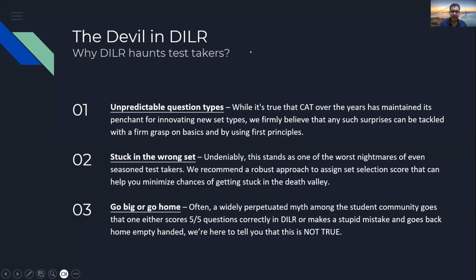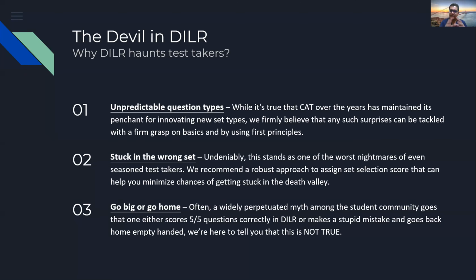So I'll take up this one, the devil in DILR, right? Why DILR actually haunts the test takers? In our experience, DILR is primarily very scary for these three reasons. The first is that people are really scared of unpredictable question types. While it's true that CAT over the years has had a penchant for innovating new set types, if you have really mastered the basics in the previous slide, you can tackle any new kind of set using the first principles, right? So the fundamentals remain the same.